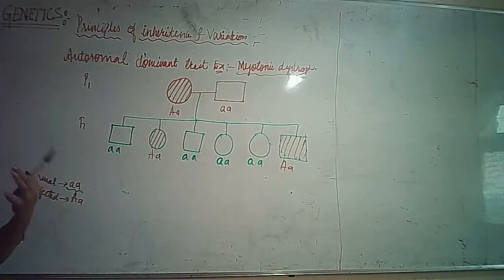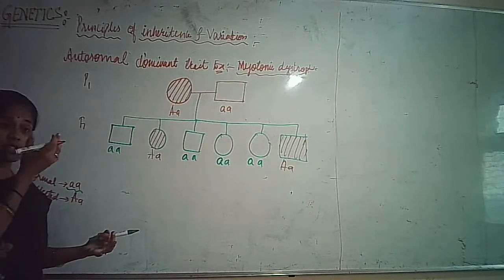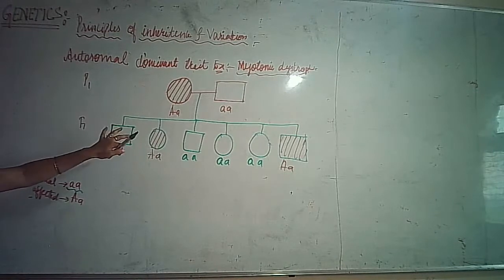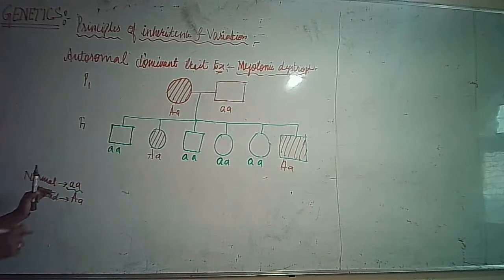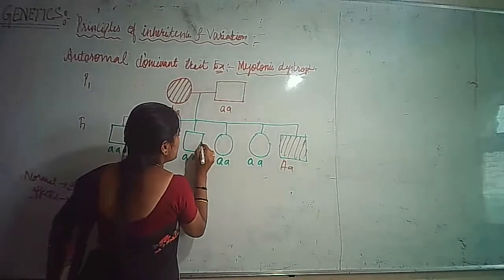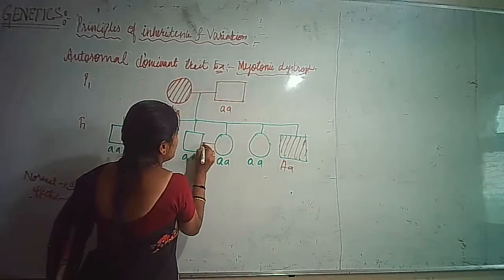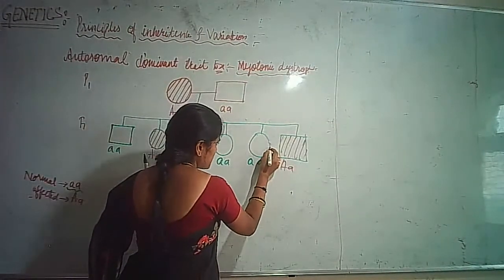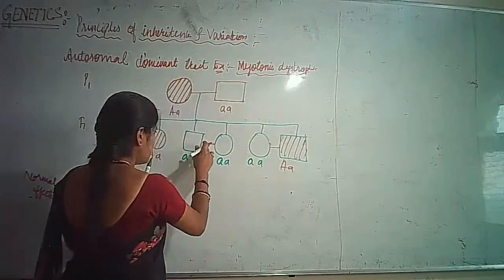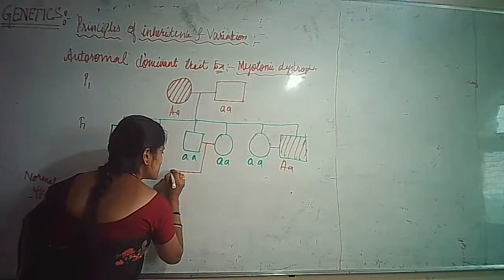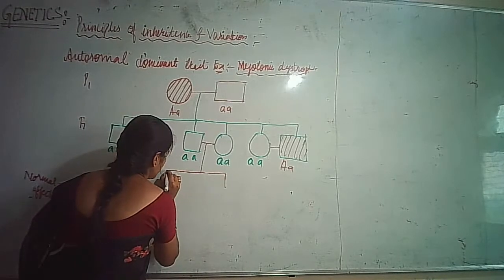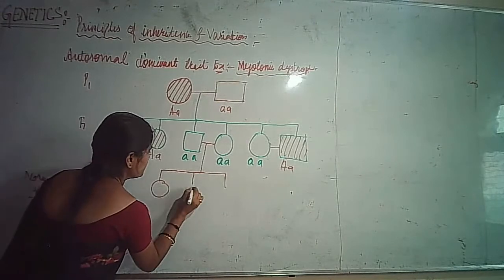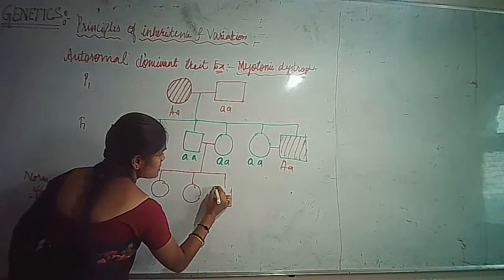In the F2 generation also we can see here, if the marriage is taking place between the normal and the affected, what is the possibility you can see? If there is a marriage taking place between these two, the next generation is closely related. If the marriage is taking place between these two, we can see there is a normal offspring, whether male or female, because it is not sex linked.